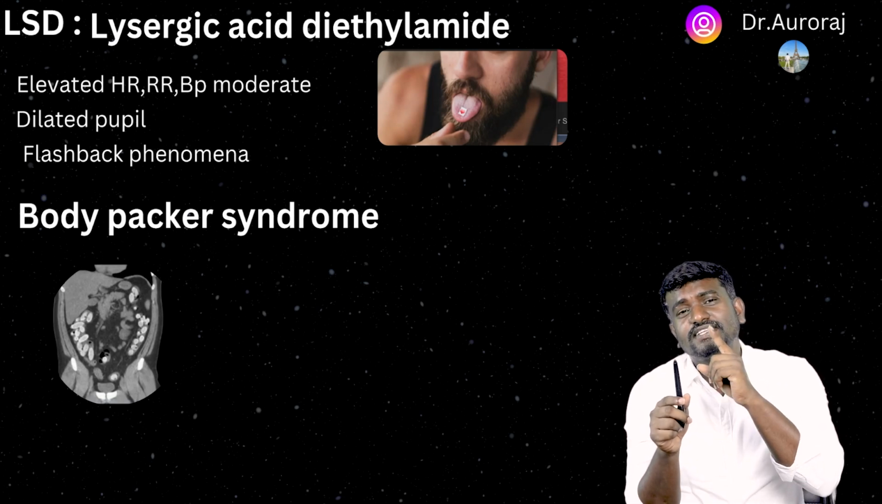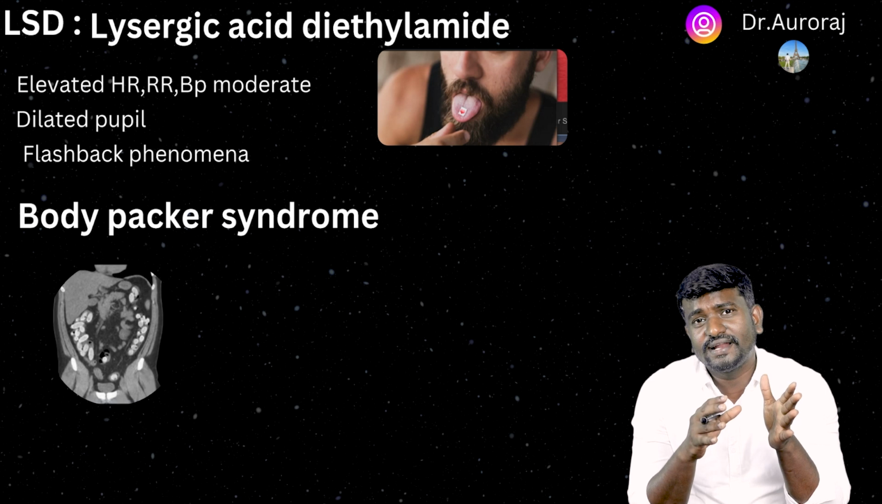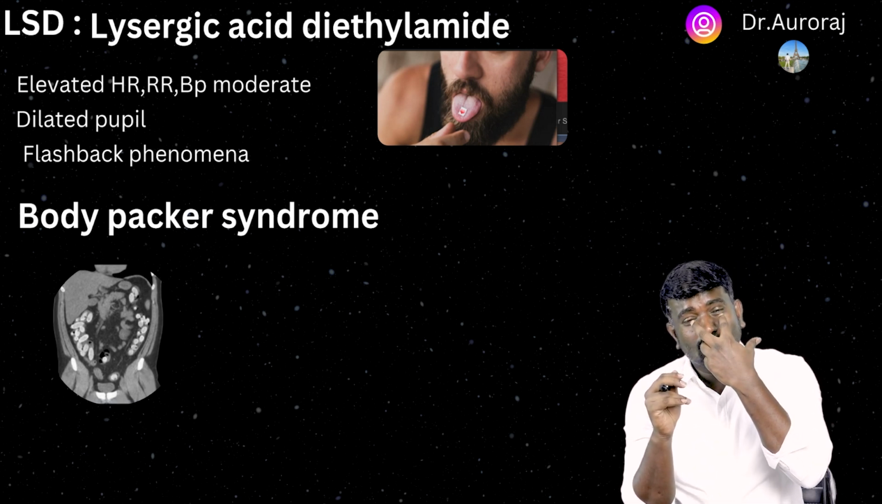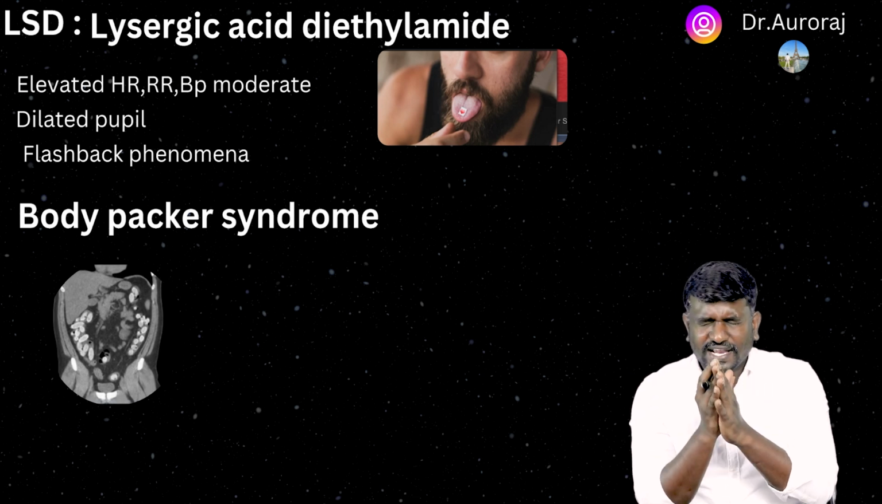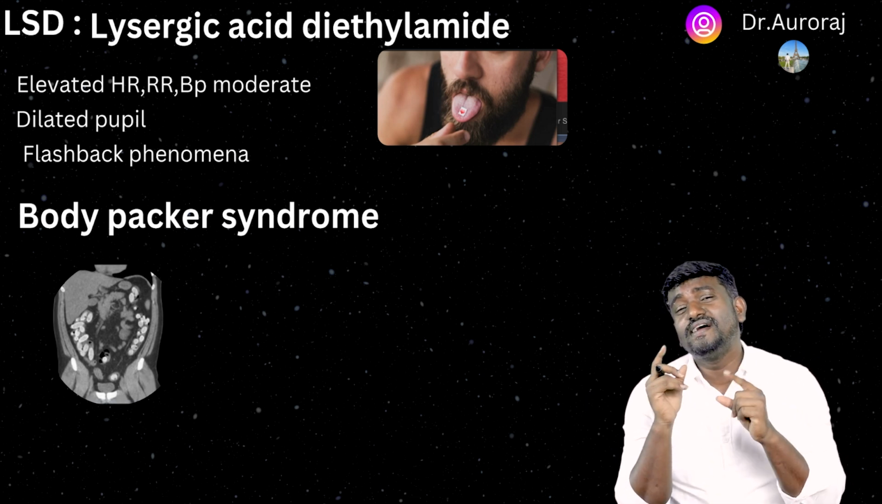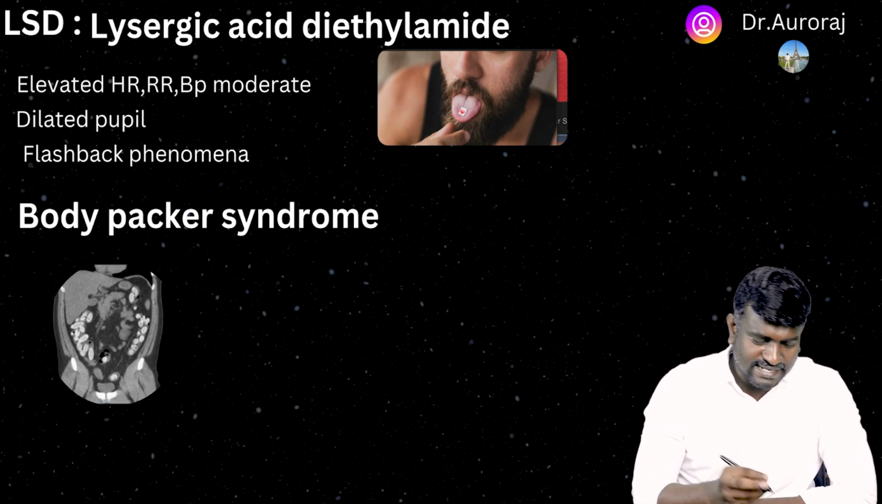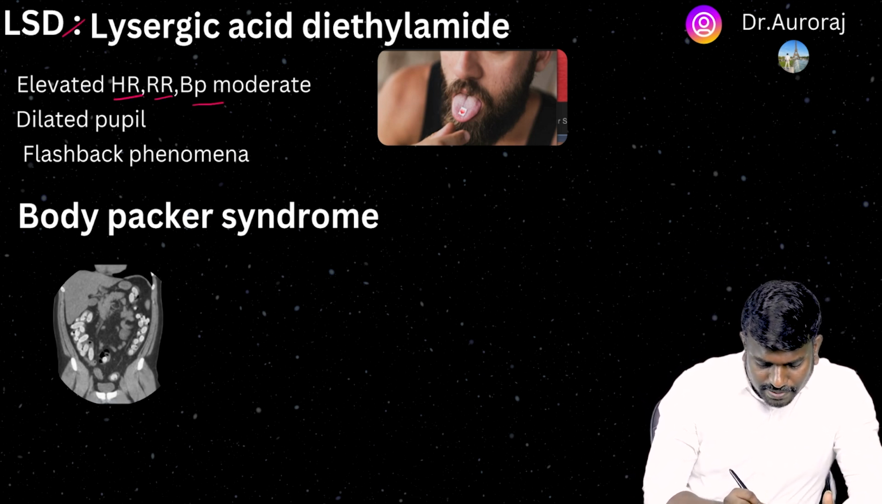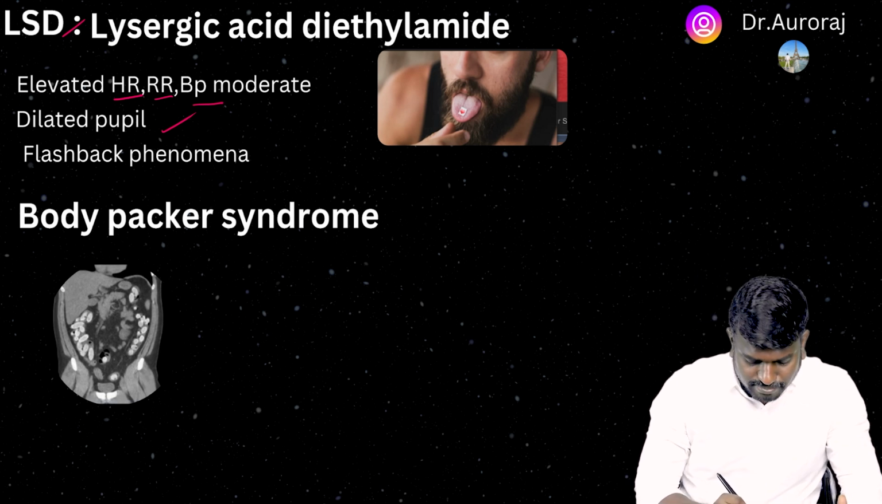LSD. LSD is going to be lysergic acid diethylamide. When the patient takes it, is going to have increase in the heart rate, respiratory rate, and also mild increase in the BP. The patient may have what? Dilated pupils, and very importantly, is going to have what? Flashback phenomena. It is seen in LSD. Yes, you will have elevated HR, RR, BP, dilated pupil, and also flashback phenomena.